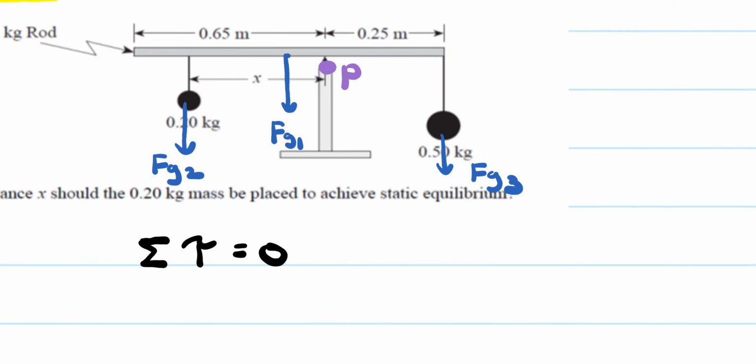Okay, so the next thing you have to do here is, if that purple dot is your pivot point, you need to figure out how the torques are moving. So FG3 is going in the clockwise direction, right? Because that's being referenced to the purple pivot point. And that would mean that FG1 and FG2 are going in the counterclockwise direction.